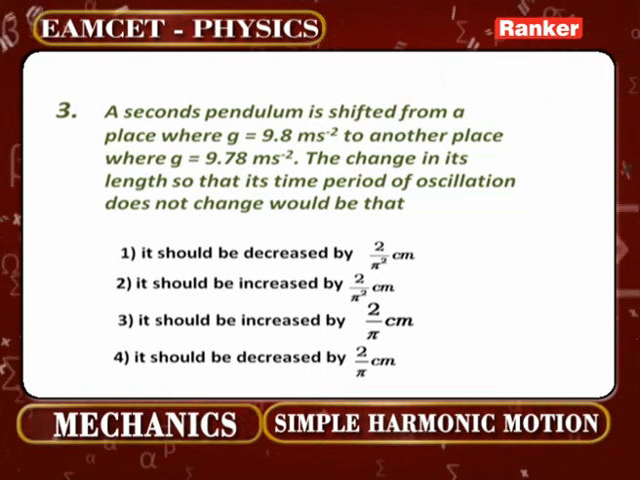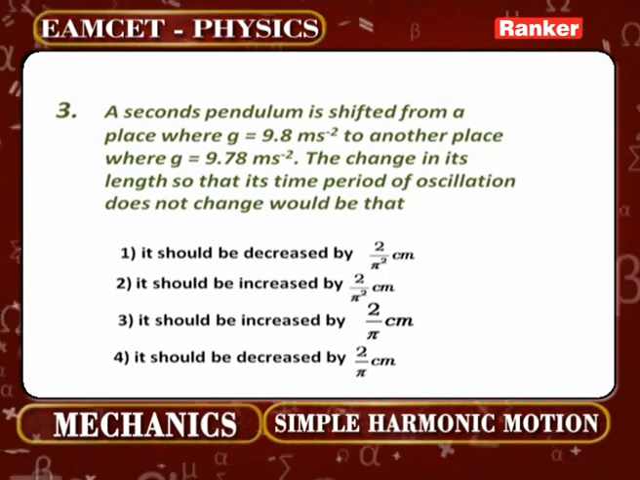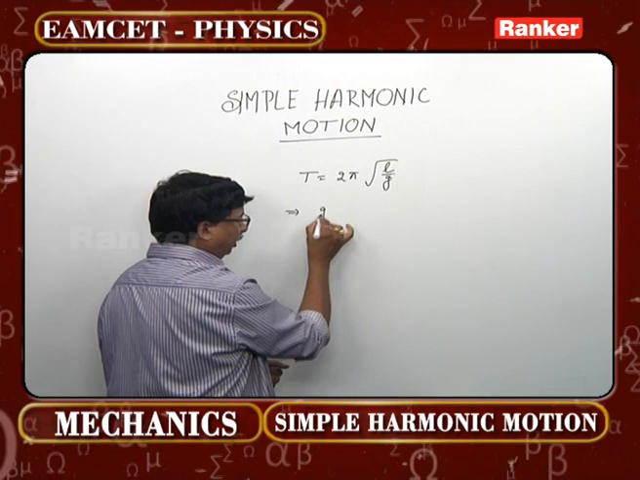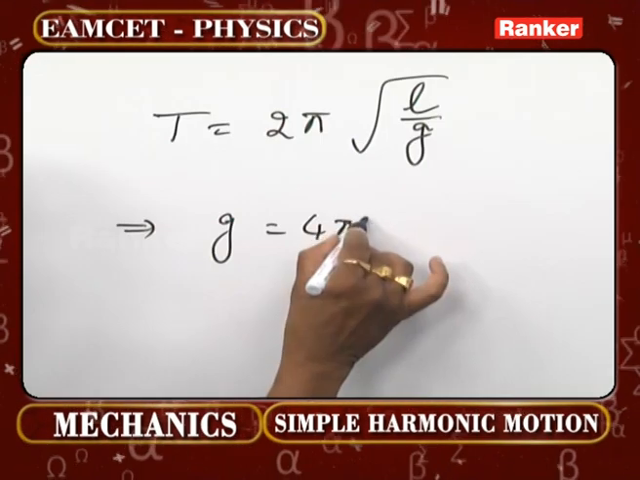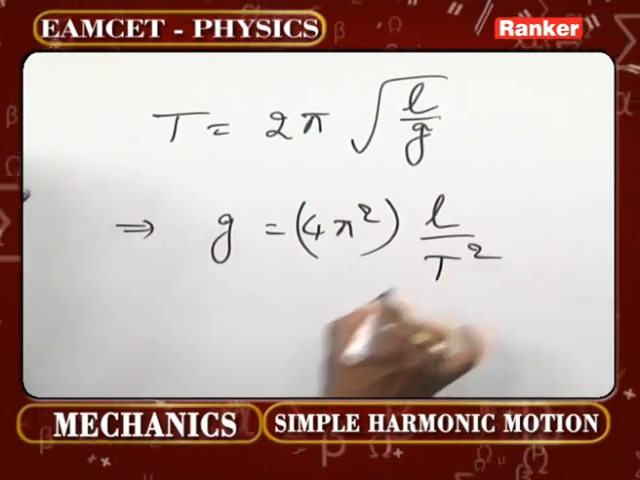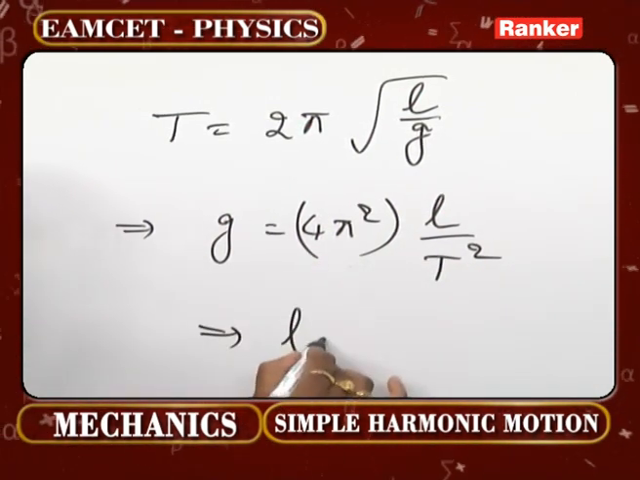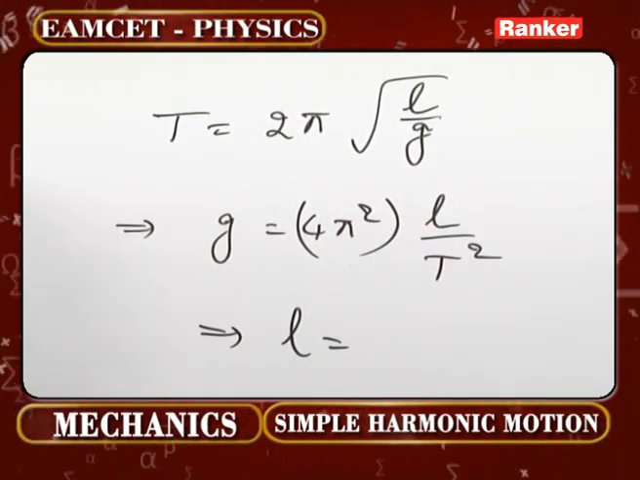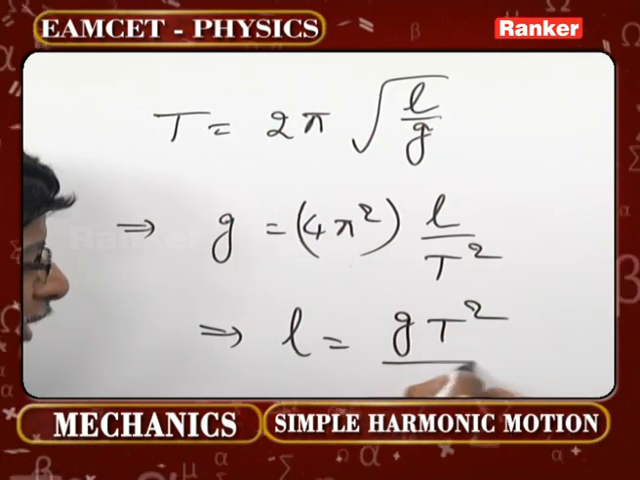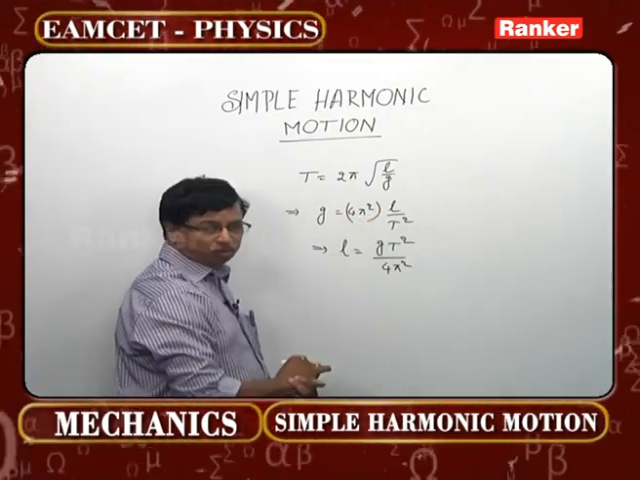In fact, we know T is equal to 2 pi root L by g. You can even write the same thing this way, g is equal to 4 pi square into L by T square is the formula. But naturally, we can write from this what will be the length of the pendulum as such. Length is going to be g T square by 4 pi square. This is the equation from the above equation.